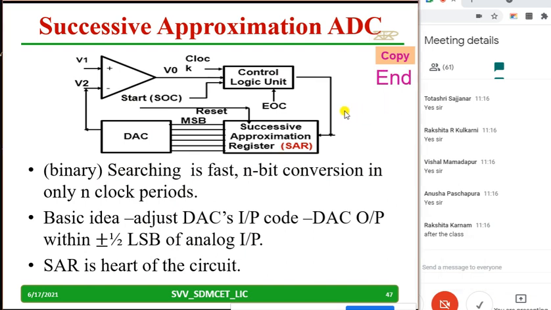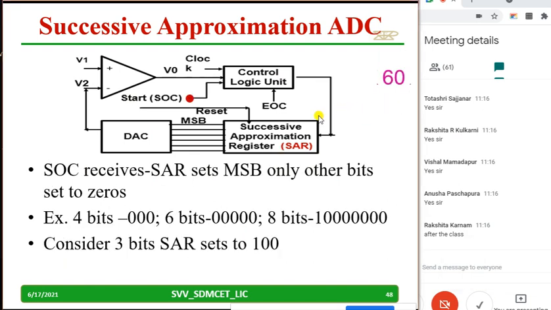Anyway, let us go to the next. Now, SOC is received, then the SAR sets. It is nothing but a start of conversion. So I am giving a start of conversion, and the SAR will set the MSB: 1 0 0. How many zeros, sir? It depends on how many total bits there are. In the counter also you have 3 bit, 4 bit. So the first one will be 1, and the remaining all will be 0, based on the number of bits.